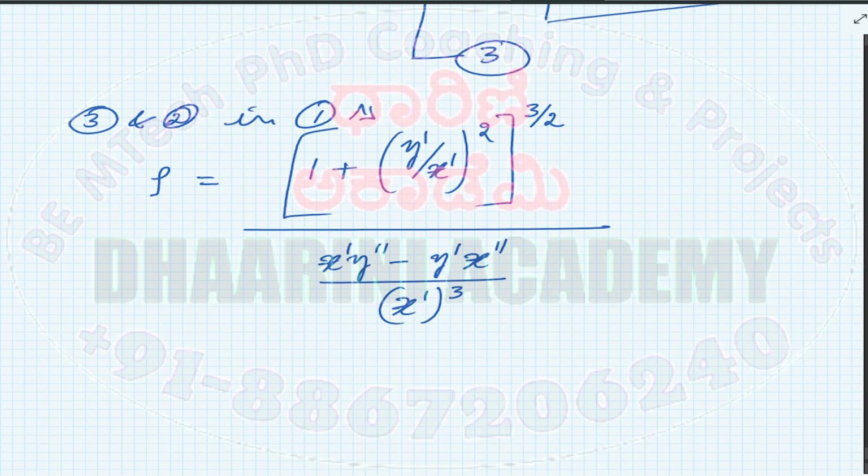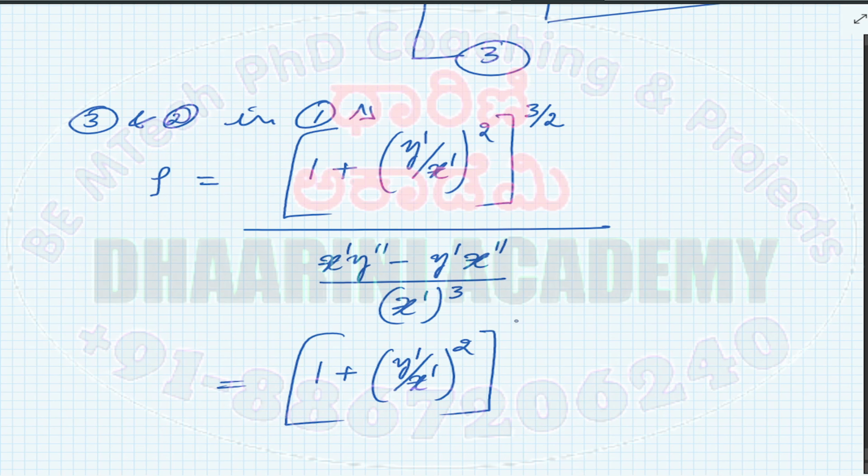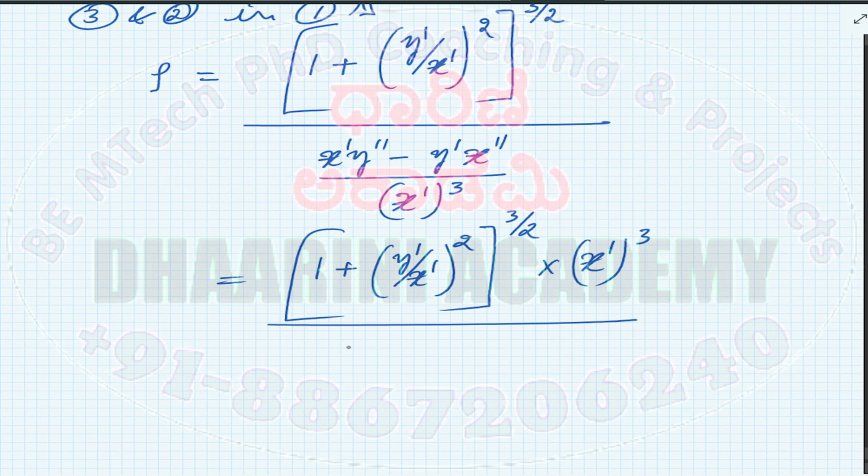Okay, now we know one rule in mathematics. If you have a denominator of the denominator, that goes to the numerator. In the sense, this x dash cube will go to the numerator. So that can be written in the following fashion. So this is 1 plus y dash by x dash square whole power 3 by 2 into the denominator of the denominator, that is x dash cube whole divided by x dash y double dash minus y dash x double dash.